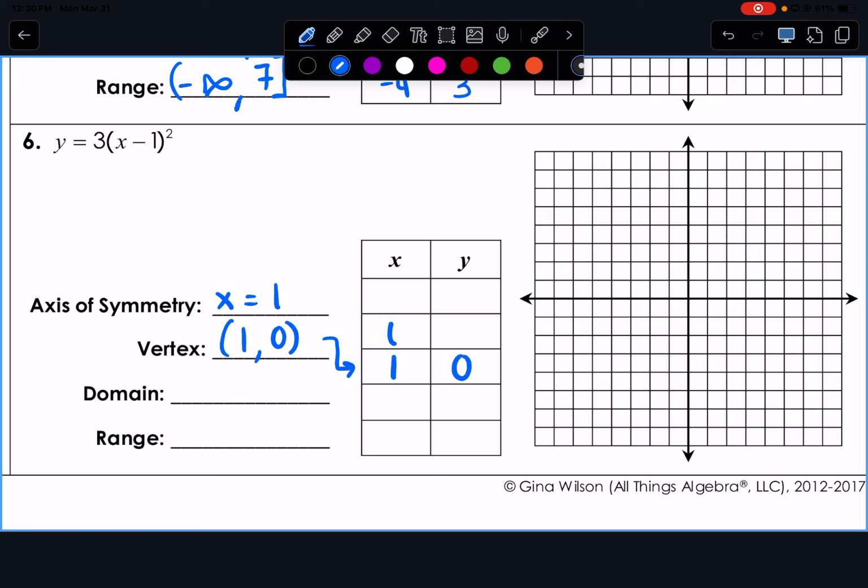Then we should plug in stuff on both sides using your calculator. So y'all go ahead and do that. Plug in that equation into your calculator.